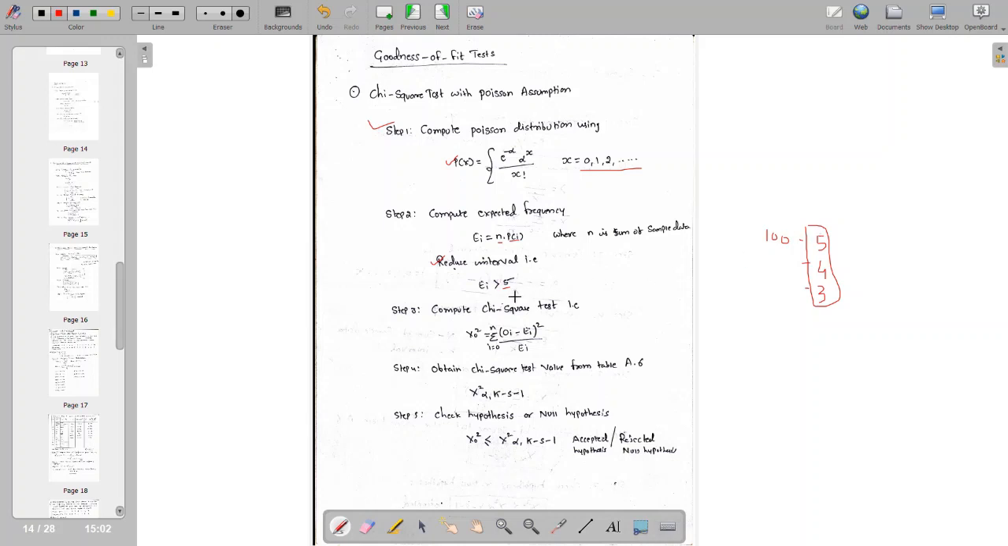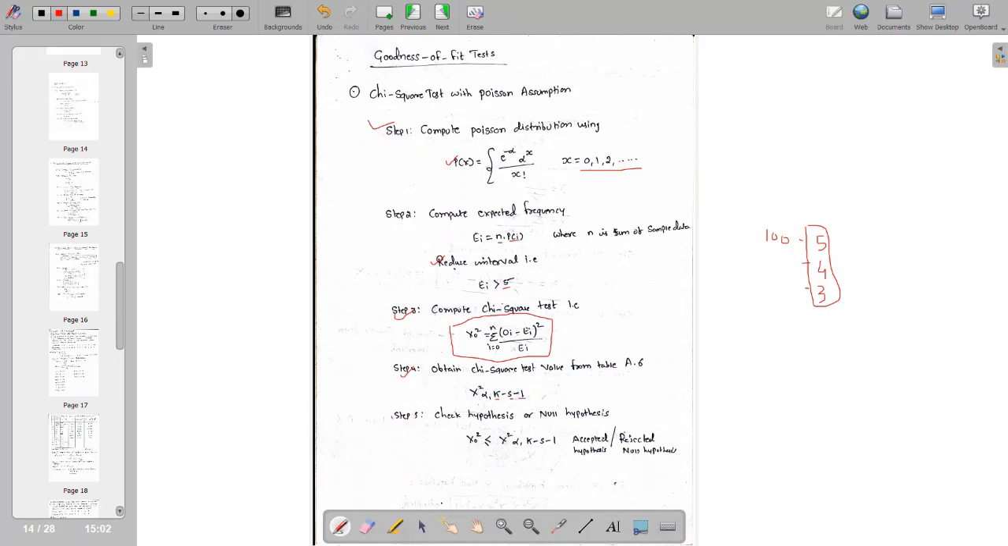Once you reduce the interval, next we have to find the chi-square test using the equation, the same equation we used in model 3. Once we find the chi-square test, the next step is to obtain a critical value from table A6, that is chi-square alpha comma k, where k is the reduced interval s minus 1. Remember, the s value will always be 1.